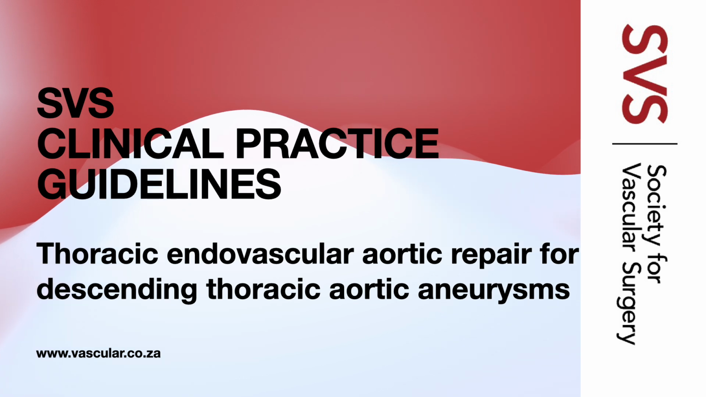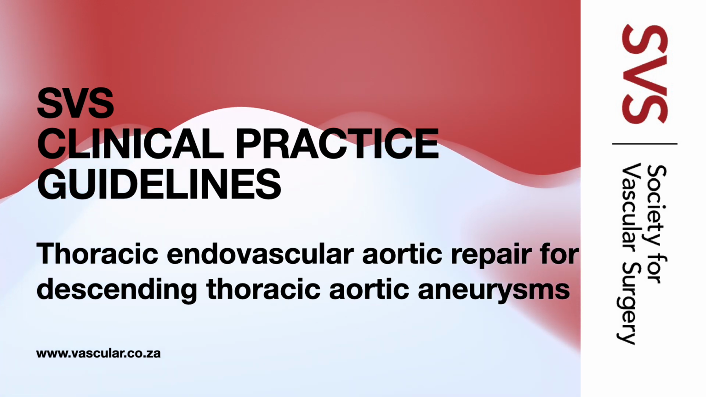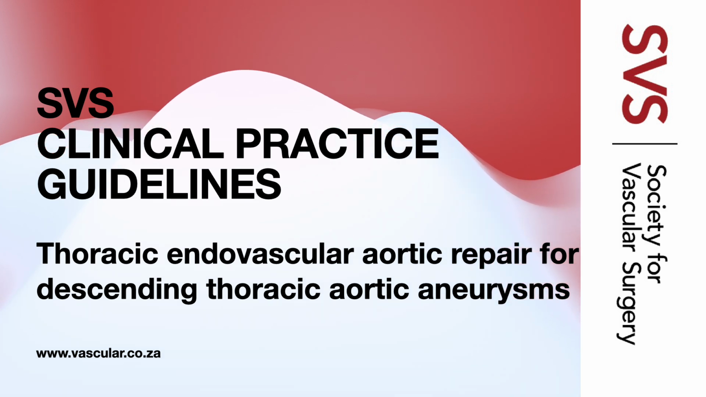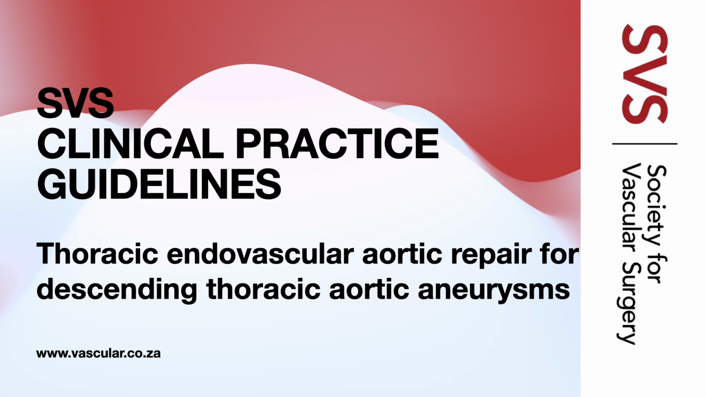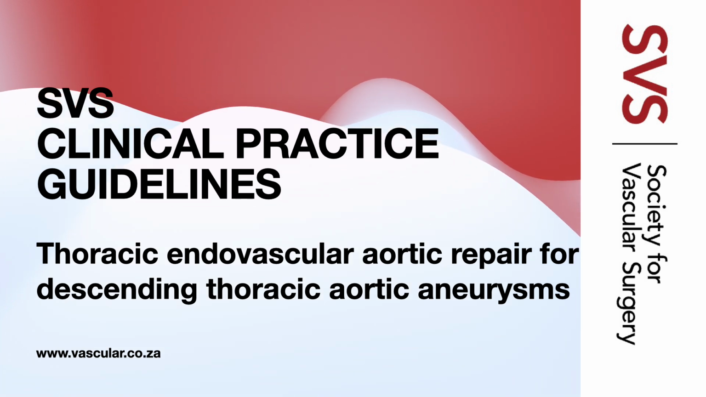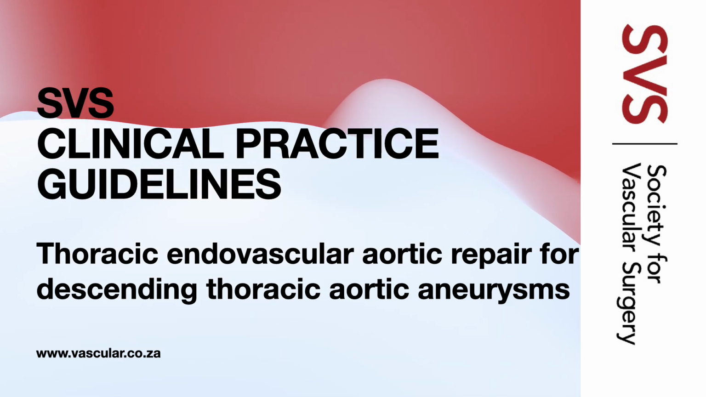All right, let's move on to our next board-style question. A 65-year-old patient presents with an incidentally discovered intramural hematoma of the descending thoracic aorta. The patient is asymptomatic and hemodynamically stable. Initial imaging shows no evidence of complications or progression. What is the recommended initial management for this patient according to the guidelines?